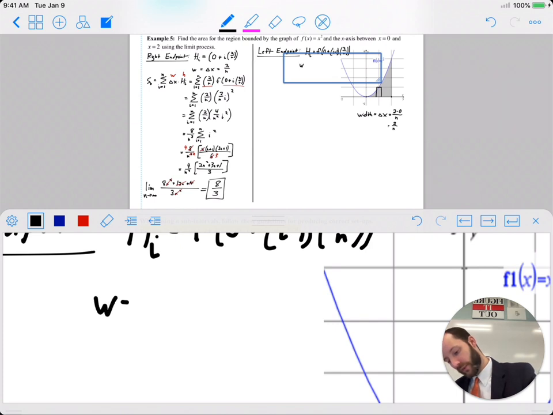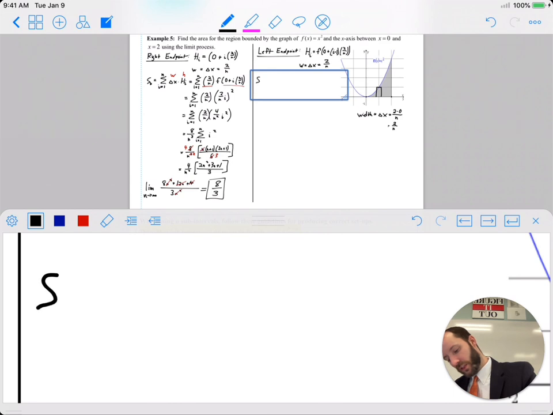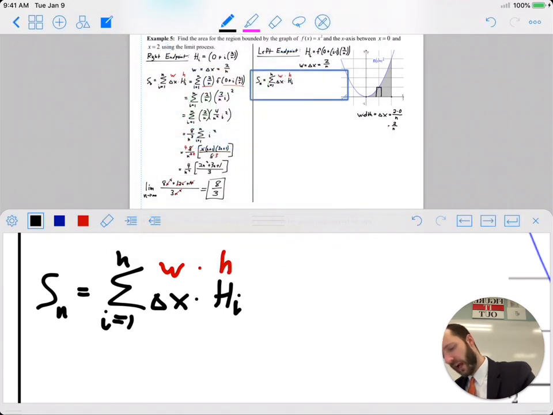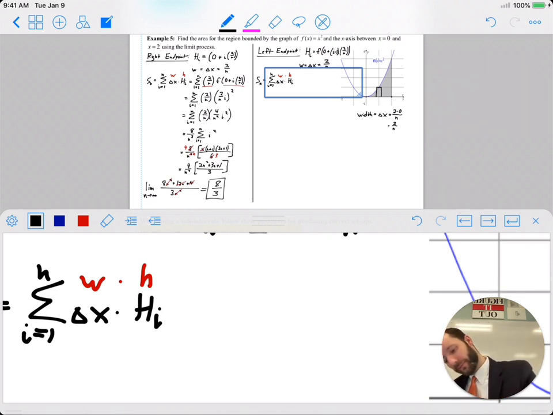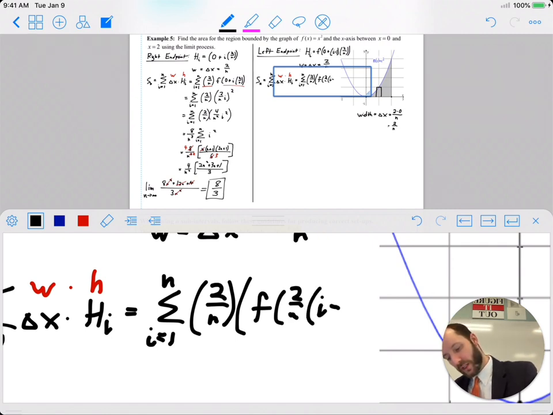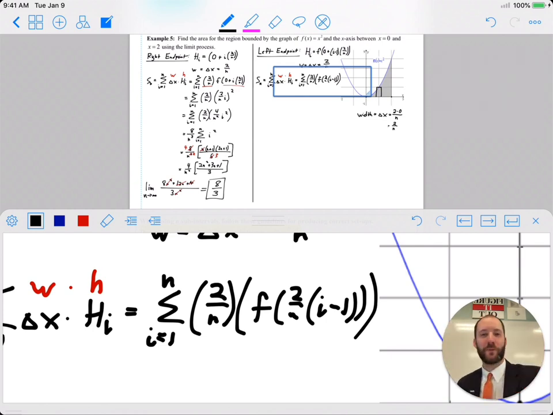Luckily, the width hasn't changed. That's still delta x, or 2 over n. So we'll do our summation. Sigma i equals 1 up to n, delta x times h sub i. Again, this is just width times height. So you have the sigma from i equals 1 up to n of width 2 over n, height f of 2 over n times i minus 1. Okay. Making sure I get the right number of parentheses, had a little blank there.